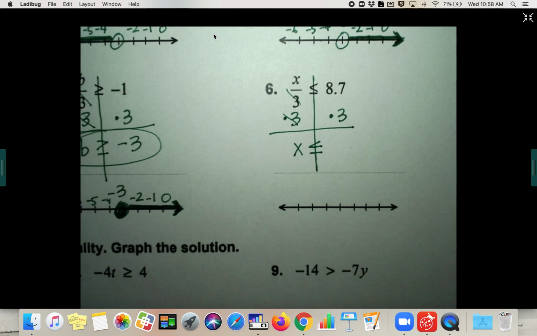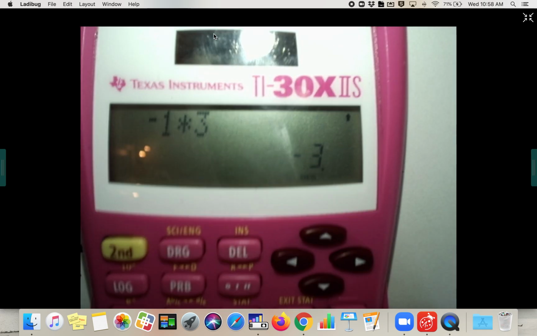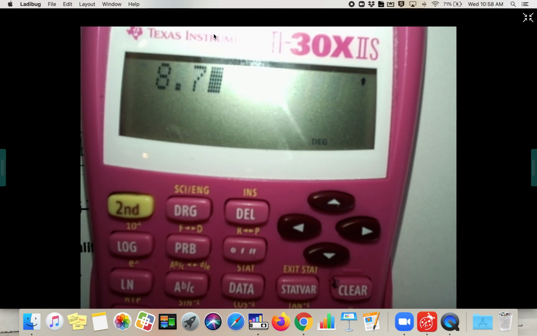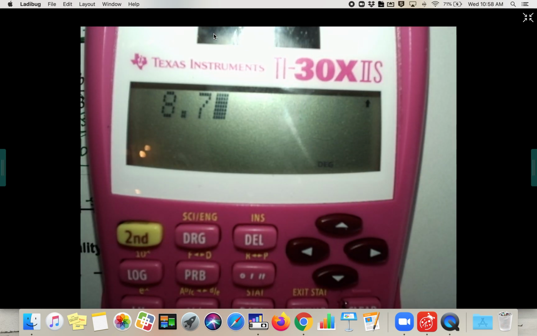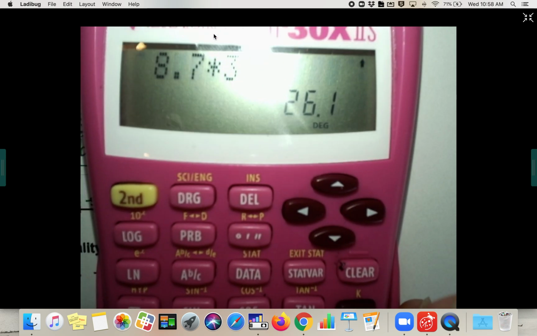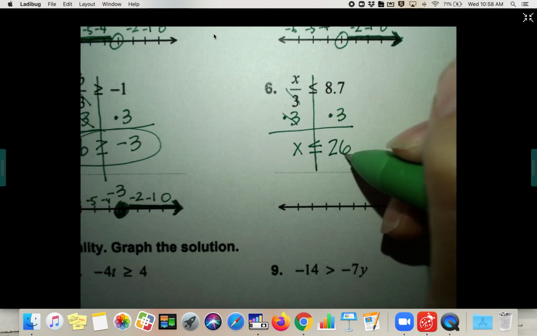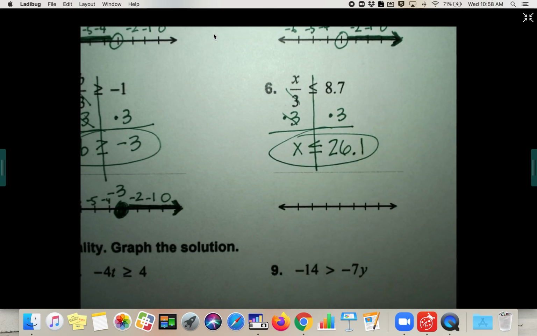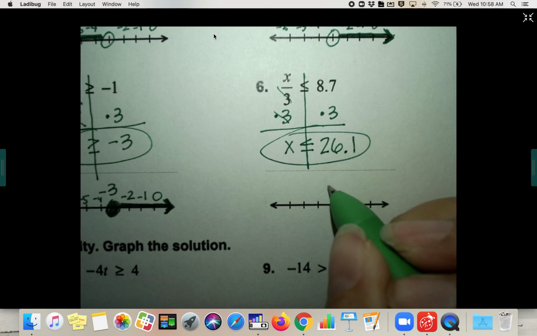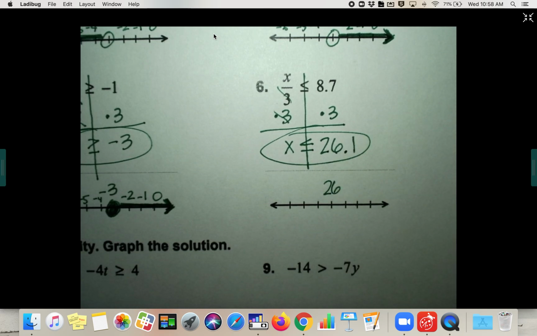And 8.7 times 3, I have no idea off the top of my head what that is. So I'm going to use my calculator. 8.7 times 3 is 26.1. So that one's going to be a little harder to graph, but we can do it. So I'm going to put 26 on my number line. And then this would obviously be 27, 28, 29.